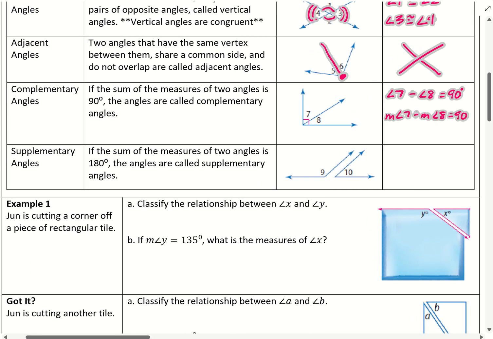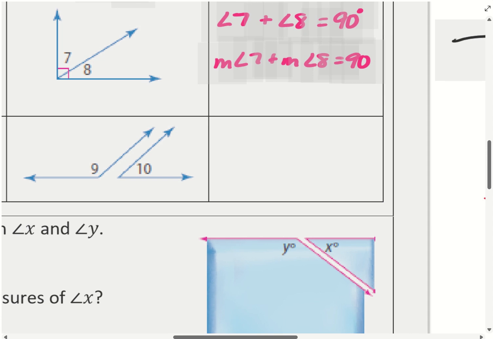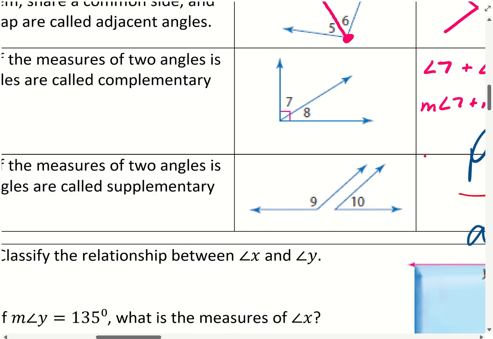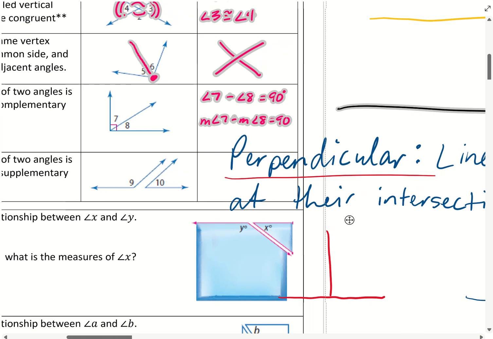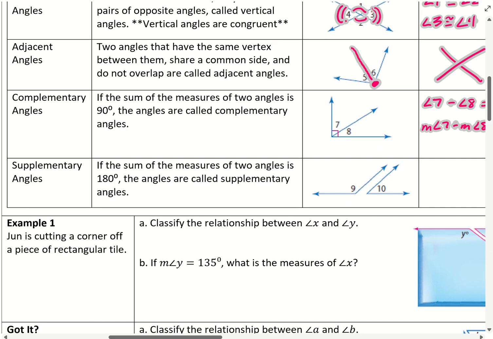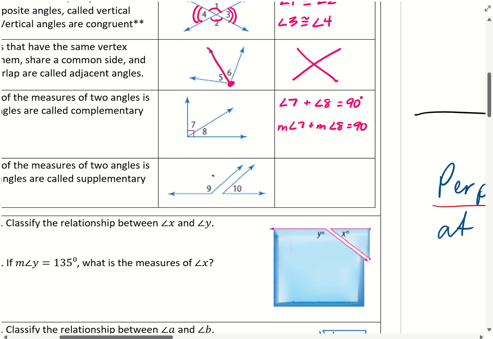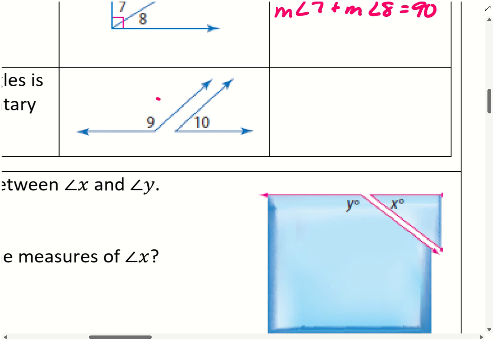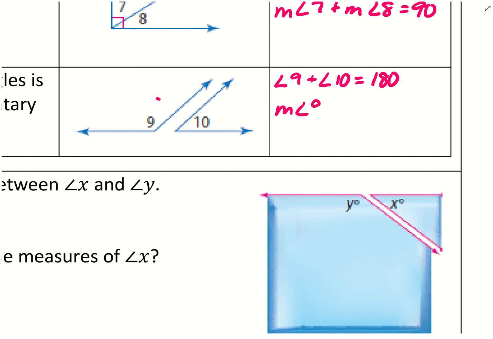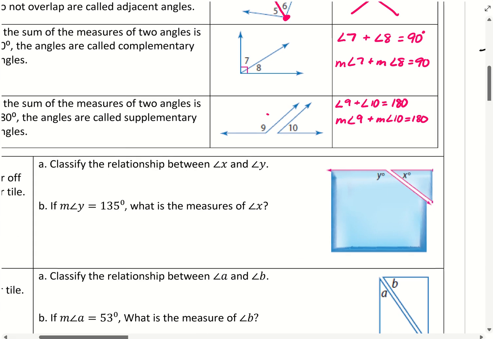Last one here, supplementary angles is the same thing as complementary, but instead of 90, they're now going to add to 180. Sorry about that, guys. So they're going to add up to 180 instead. So angle 9 plus angle 10, that's also a 9, plus angle 10 equals 180, or measure of angle 9 plus the measure of angle 10 equals 180. That's it for those.